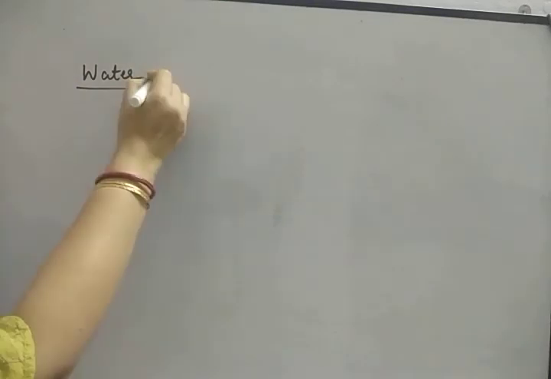Now let's move on to the next part, that is the compounds of hydrogen. The first compound of hydrogen is water. We all know about water. Water is essential to all the forms of life. We can live without food for some days, but we cannot live without water. Our body contains 65% water. And water is a universal solvent, meaning it can dissolve a variety of compounds.